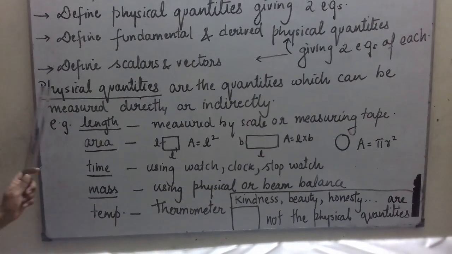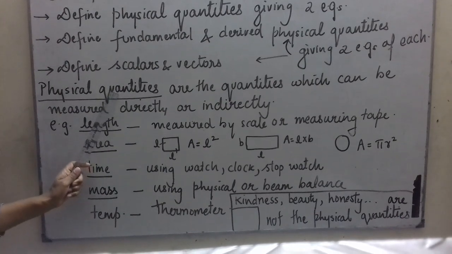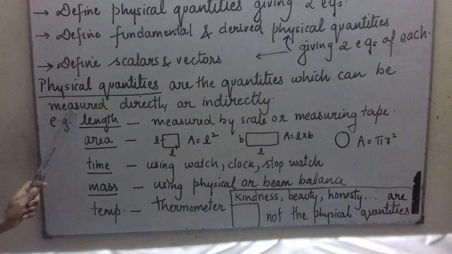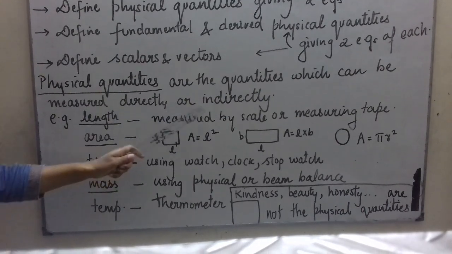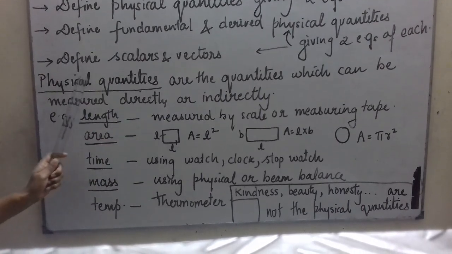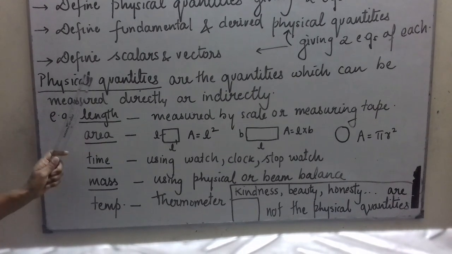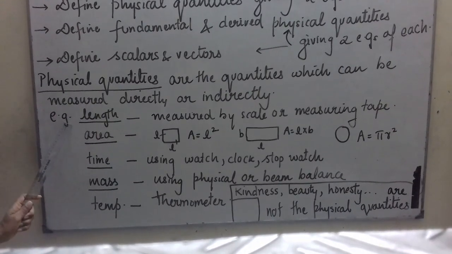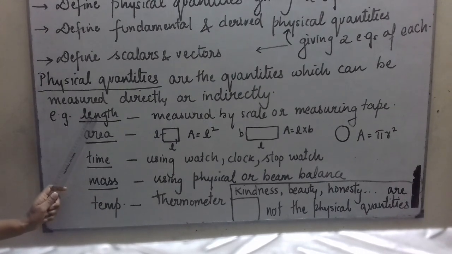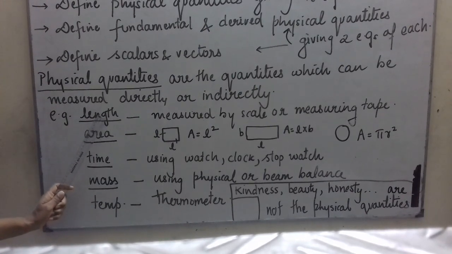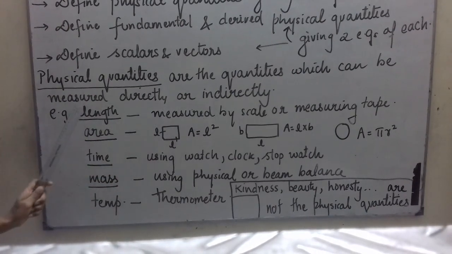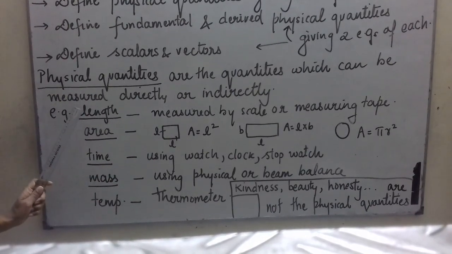Now let us understand what are physical quantities first of all. All the quantities which can be measured directly or indirectly are called physical quantities. Let us understand this definition by taking few examples. Now let us consider length. We know length of any object can be measured by a scale or measuring tape. So it can be measured directly. So it is a physical quantity.